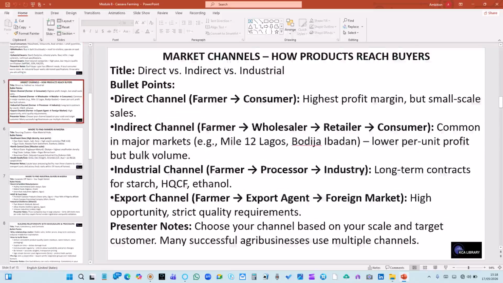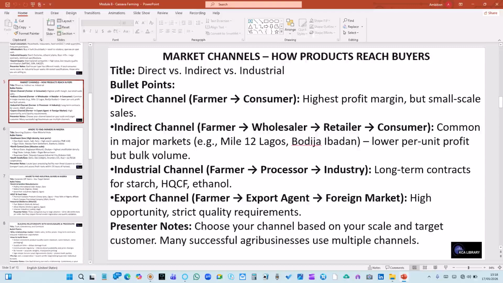Let us look at market channels, that is how the product reaches the buyers. We have direct versus indirect as well as industrial channels. The direct channel involves farmer to consumer. Here, the farmers sell directly to consumers, which is characterized by high profit margin but small-scale sales.